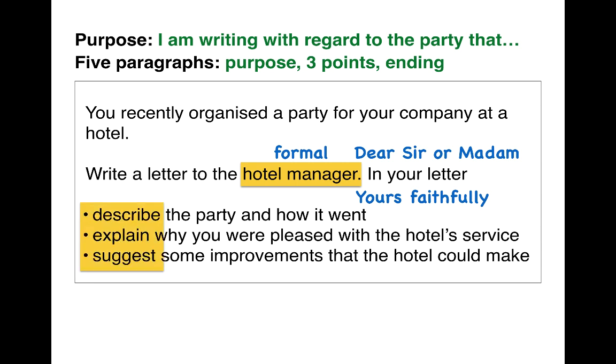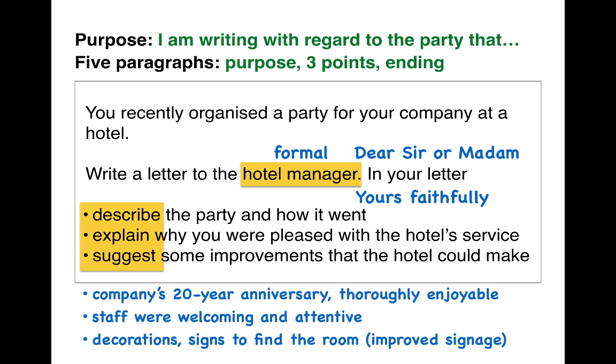We need ideas for them, and we planned some ideas in the previous lesson. I said I was going to talk about the company's 20-year anniversary being thoroughly enjoyable. That was describing the party. And then explaining why I was pleased: the staff were welcoming and attentive. And suggesting improvements, I said the decorations and signs to find the room, improved signage. That was my quick plan, and you will have seen that in the first lesson about General Writing Task 1. Now we're going to use that plan, and I'll show you how I would write the full letter.